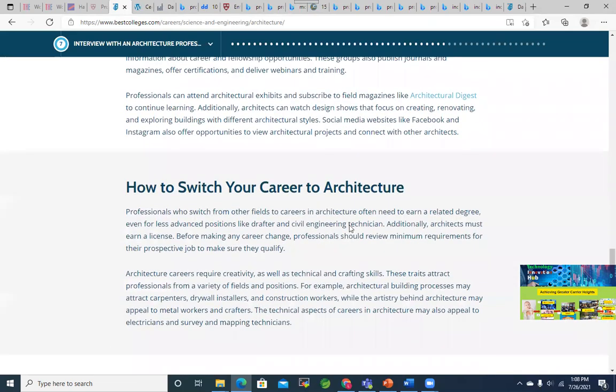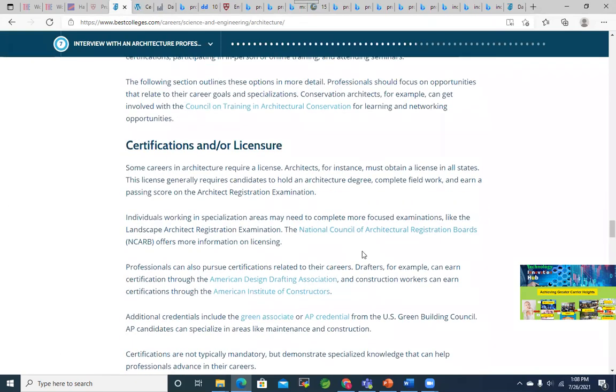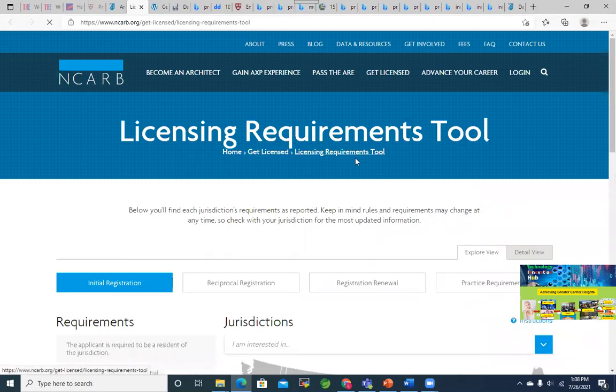Yes, consultation, certification, and licensing. You can see there's something called the National Council. You know these things; especially the engineering students should know these. The National Council of Architectural Registration Boards. If I click here, it will take you to the requirements you should register for, right? So NCARB, and you can check there.